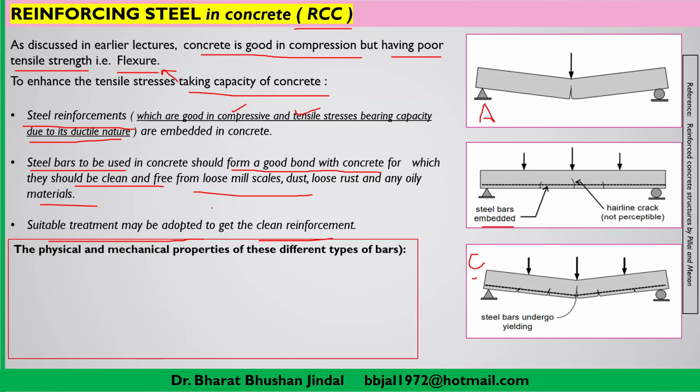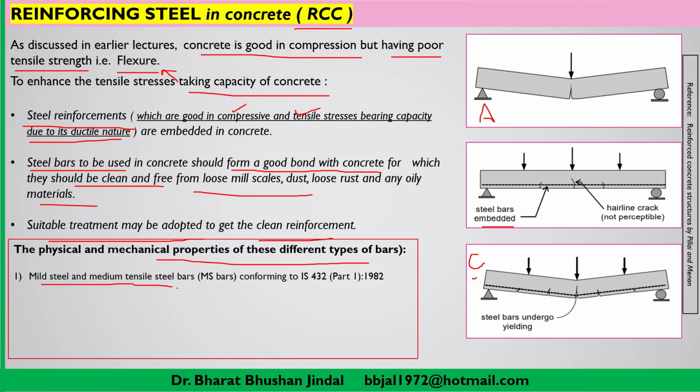Now a few points which are very important: the physical and mechanical properties of the different types of bars which we can use. First of all, we can use mild steel and medium tensile steel bar, which is termed as MS bar, which conforms to IS 432 Part 1 1982. So you can use mild steel bars. You can use high yield strength deformed bars, commonly known as HYSD bars, which conform to the guidelines given in IS 1786.